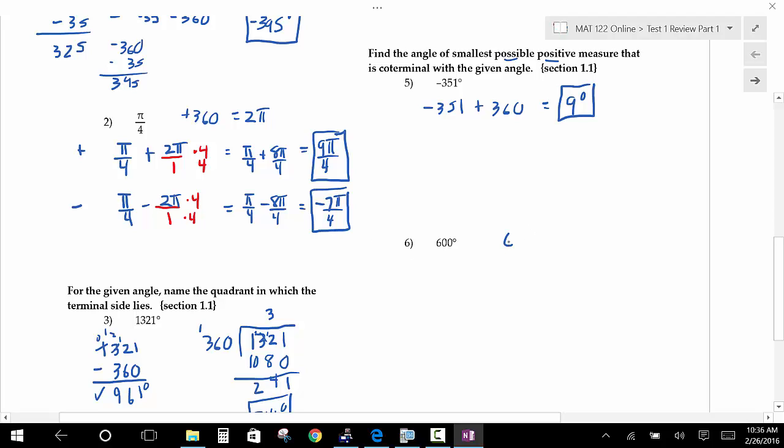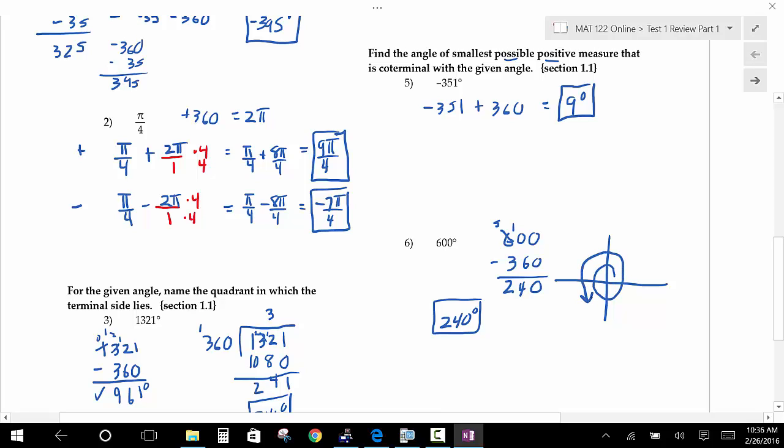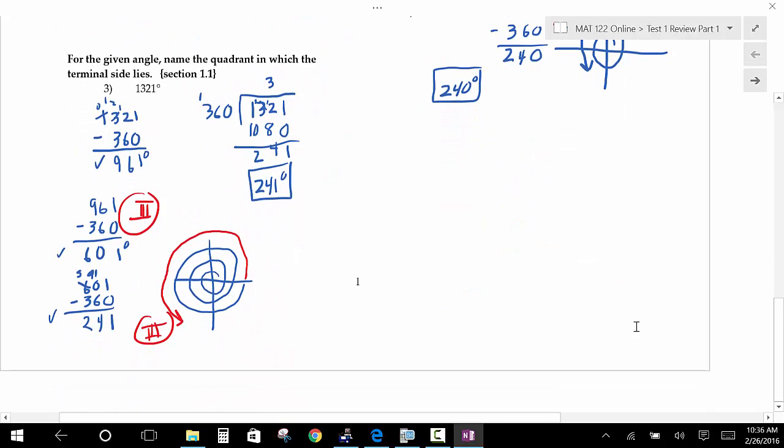Okay, the next one, what we're going to do, if we find a smaller positive coterminal angle, I want to subtract. So that's 0, that's 5, 10, that would be 4. So that would be 240 degrees like that. So again, what this is really saying, graphically speaking, is you're going 1 lap around the circle, then you're going 240 degrees more. Okay, I'll move to the next page now.